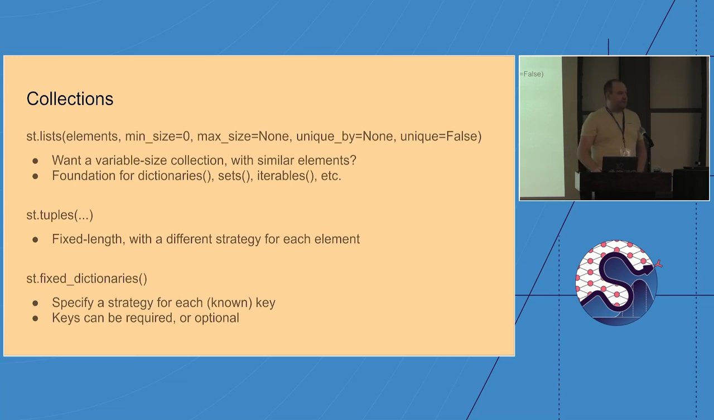Yeah, so if you want particularly a JSON object with a name key and then some string, that would be fixed dictionaries, and you would pass name equals text. And then it would generate you a dictionary where it had a key that was name, and the corresponding value was any possible Unicode string.